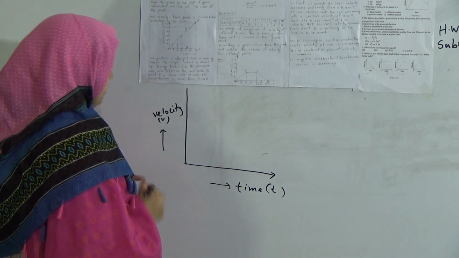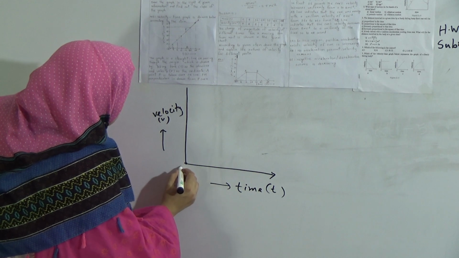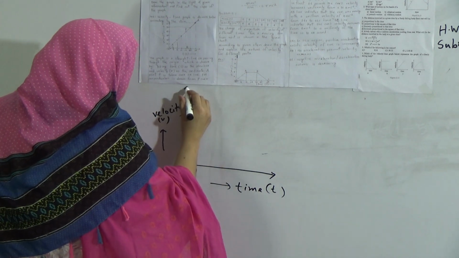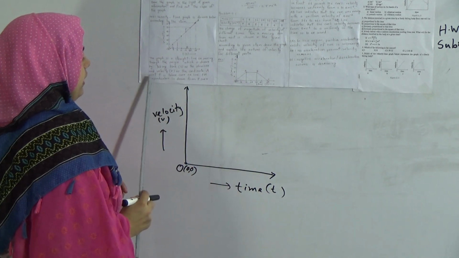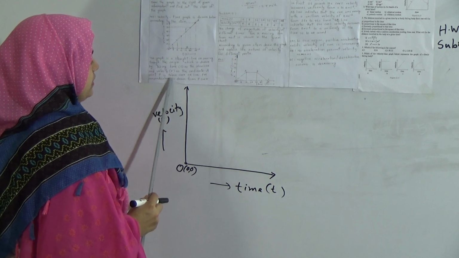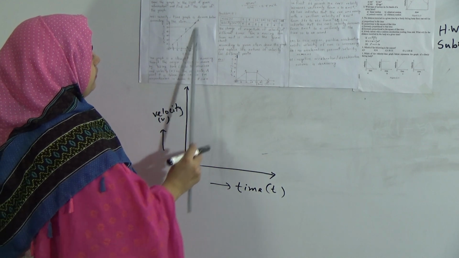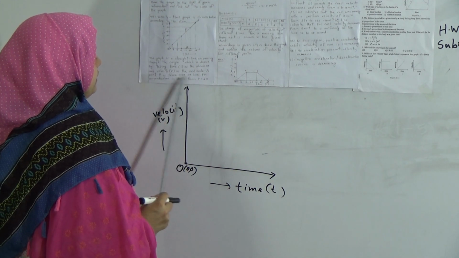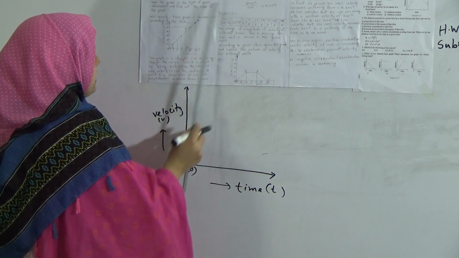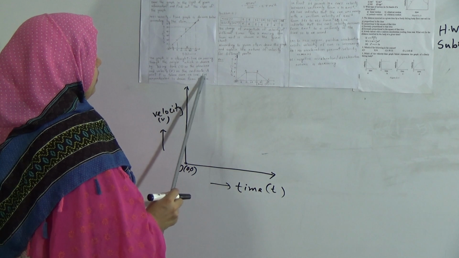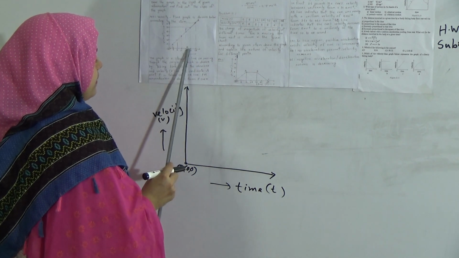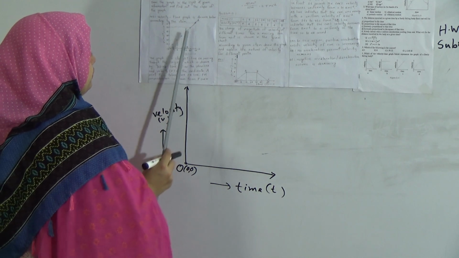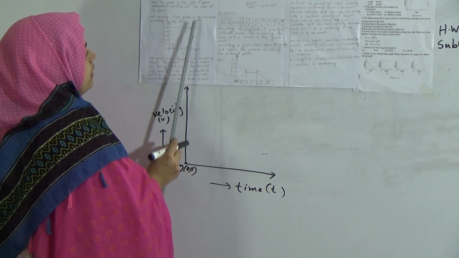A point here, the main point, is 0, 0. And a point P is taken over the OA line. From the OA line we have taken the point P, and PM is the perpendicular drawn over the t axis. PM is the perpendicular, and OM is the base. And from this graph we have to find out the slope.